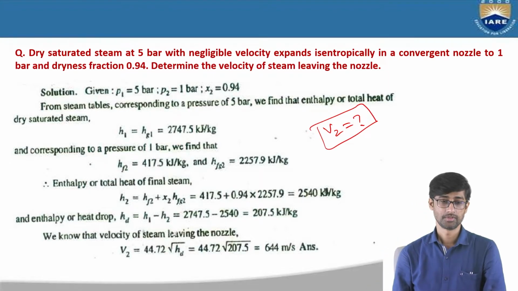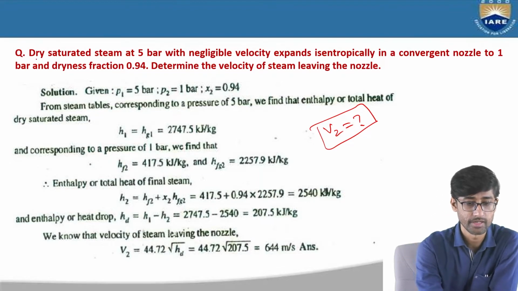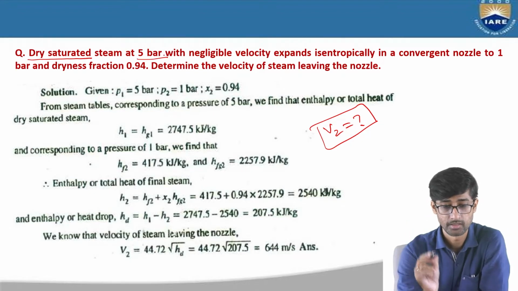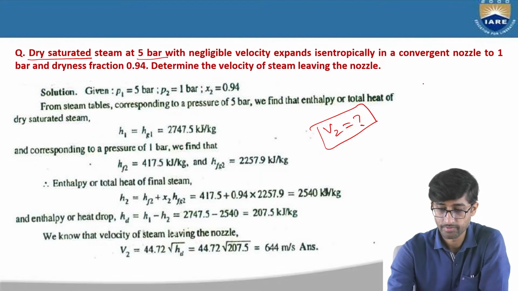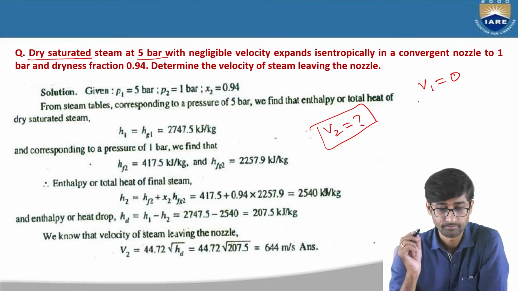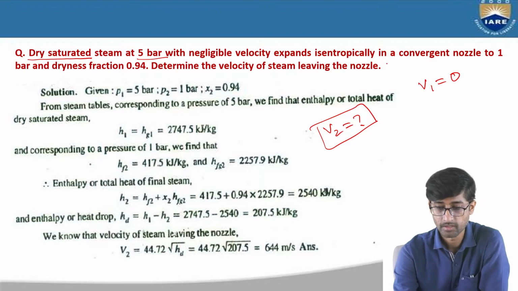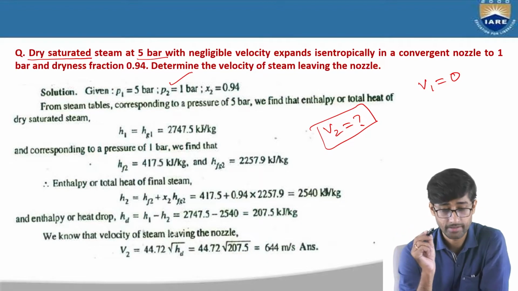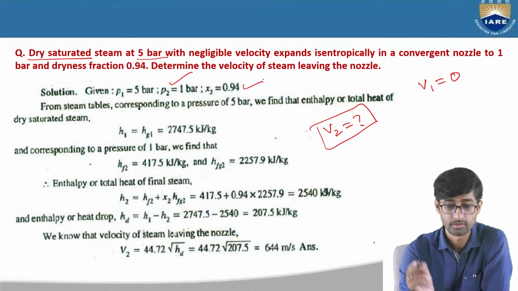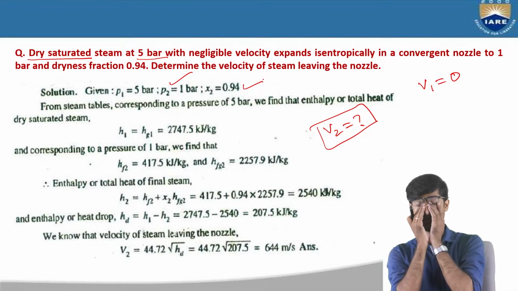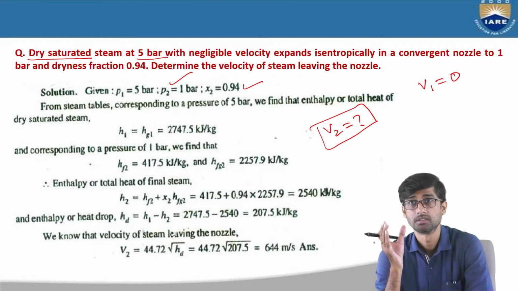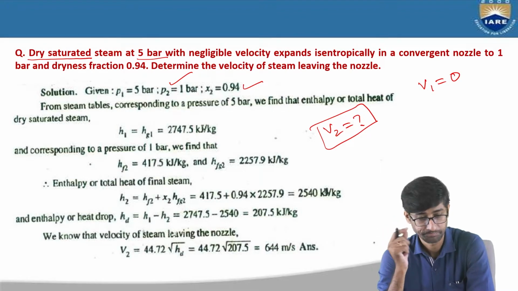The condition of steam is given as dry saturated, and the initial pressure P1 is given as 5 bar with a negligible velocity, so V1 will be neglected. It expands isentropically in a convergent nozzle to a pressure P2 of 1 bar, with dryness fraction x2 of 0.94. Since the working fluid is steam, we will use the steam table.